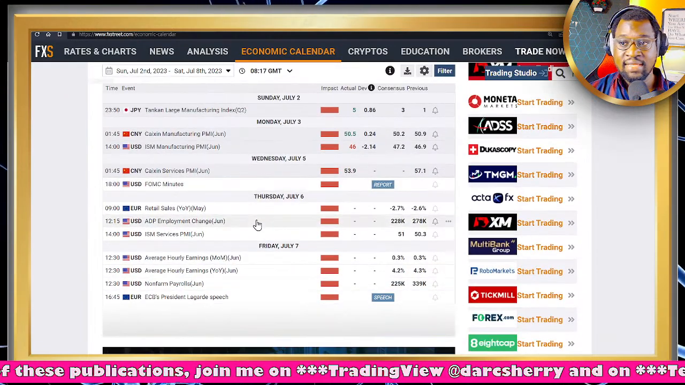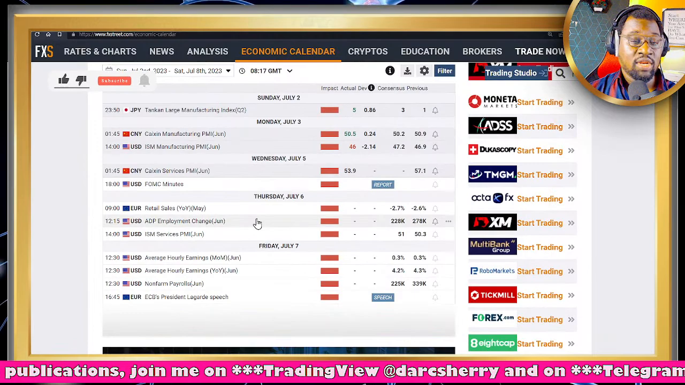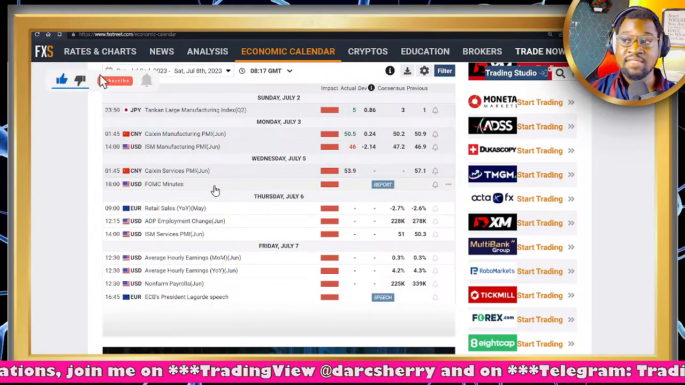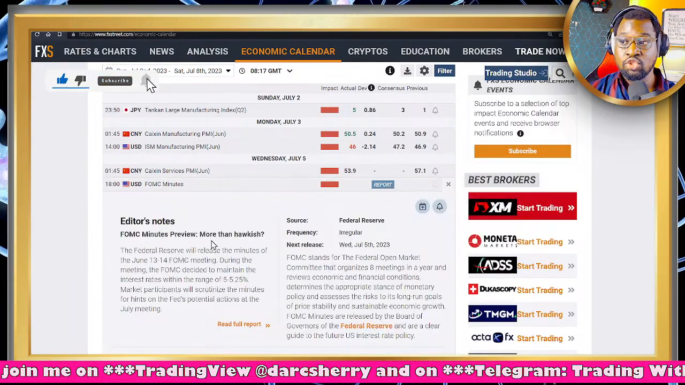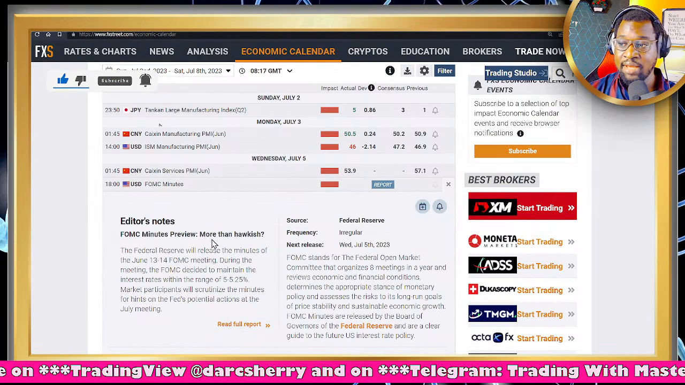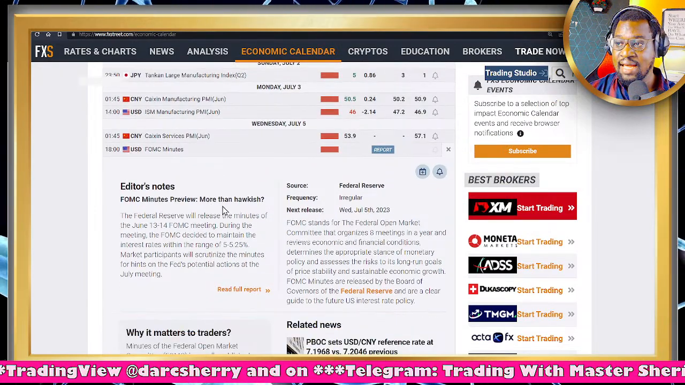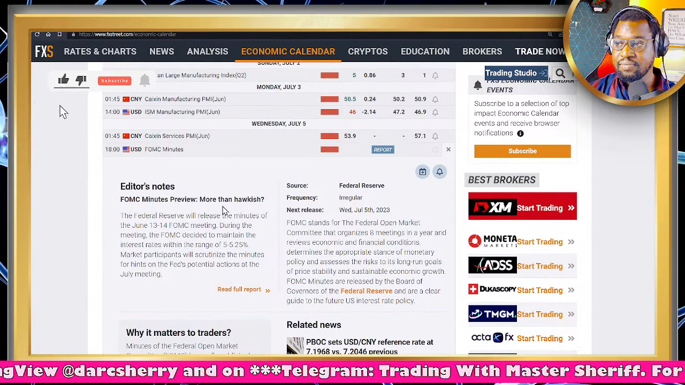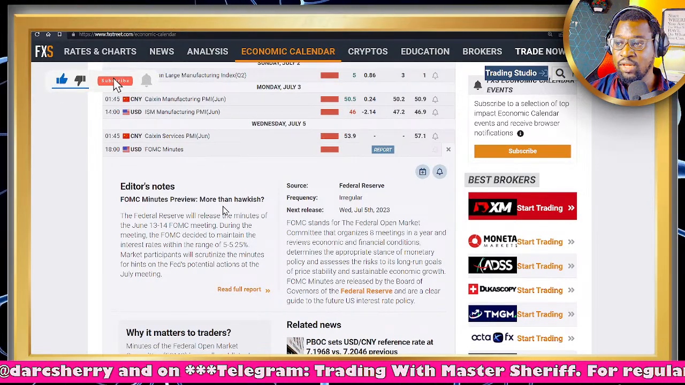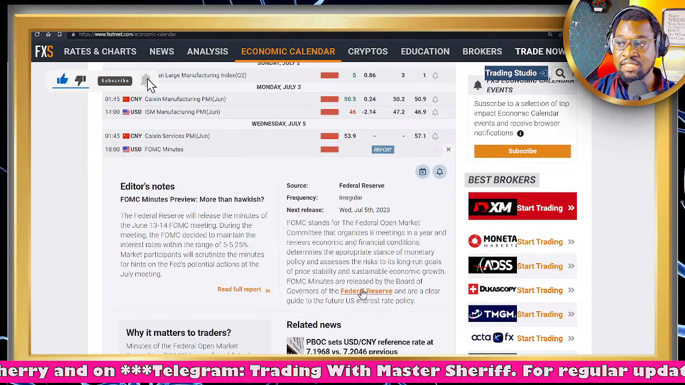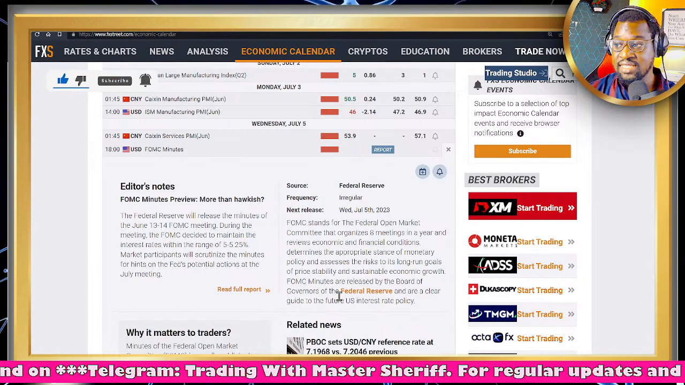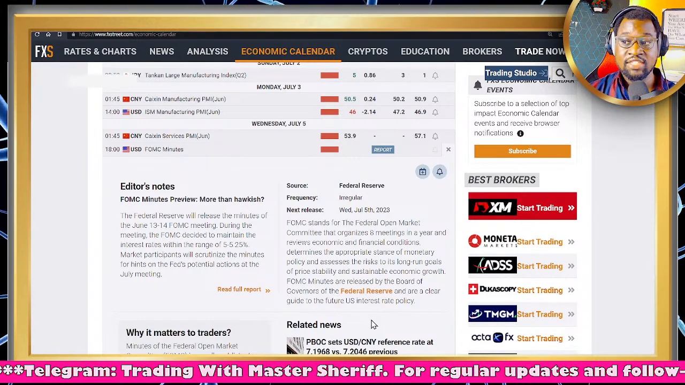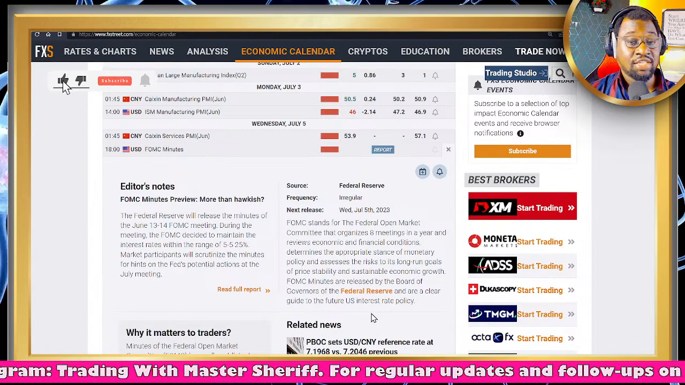And for Wednesday, July 5, we only have one high impact event that majority will be looking forward to, and that is the FOMC minutes. The FOMC minutes are released by the Board of Governors of the Federal Reserve, and it's a clear guide to the future US interest rate policy.